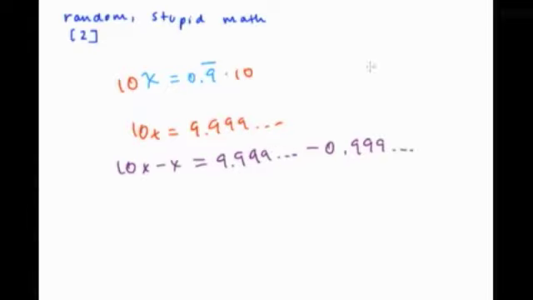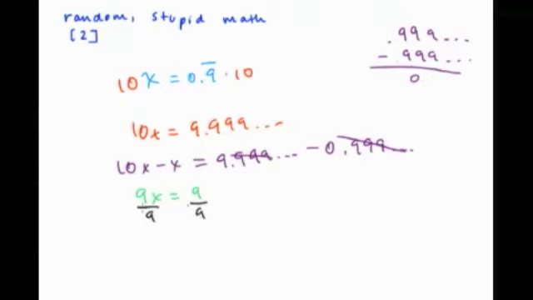And if you have 0.999 repeating and you subtract 0.999 repeating, well, these are equal, so it's just going to be 0, they cancel out. What does that mean? It means 9x is equal to 9. And last step here, home stretch, divide both sides by 9, and what do you get? x is equal to 1.